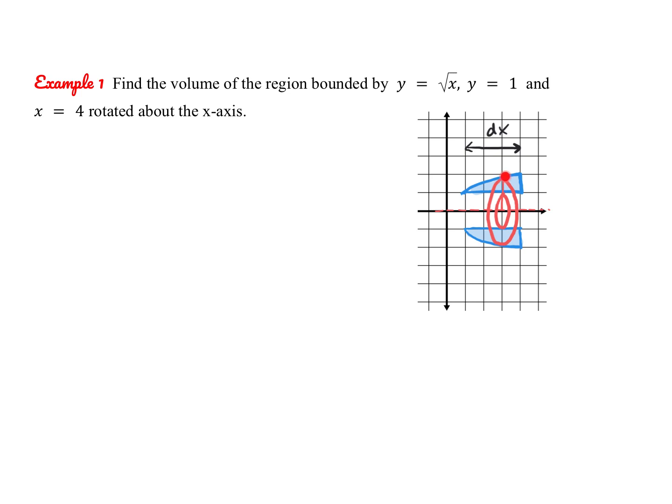Again, my large radius is this distance from here to the x-axis, so I'm going to call that capital R for large radius. That's from my square root equation to 0. And then we can see that our small radius is this distance, so it's from our constant y equals 1 to 0.